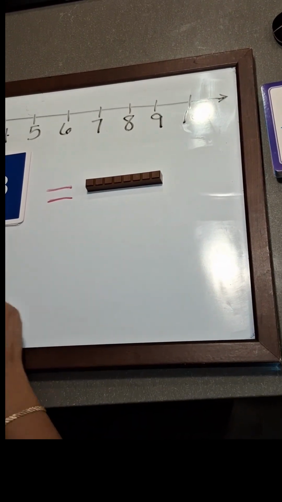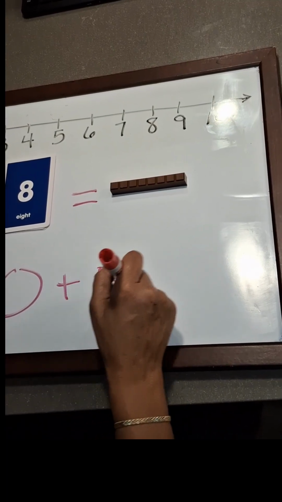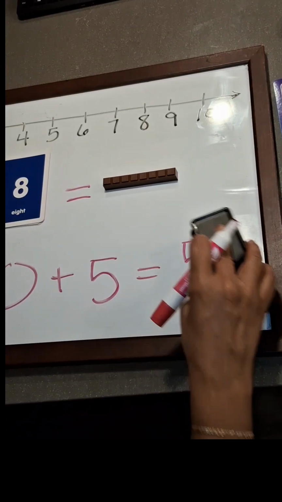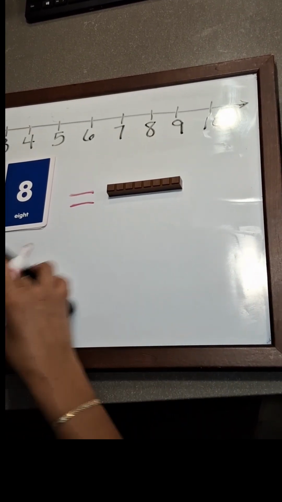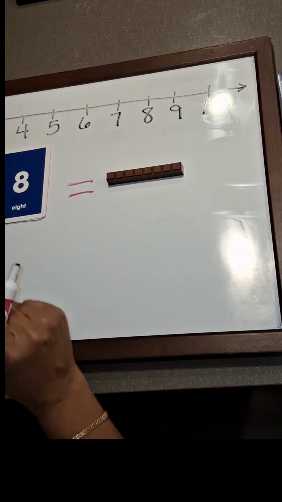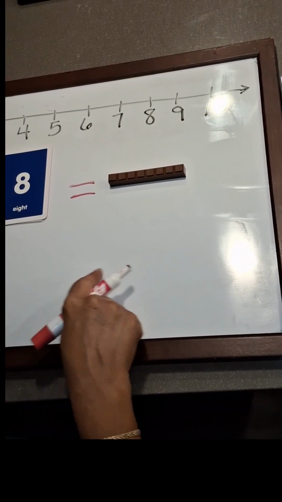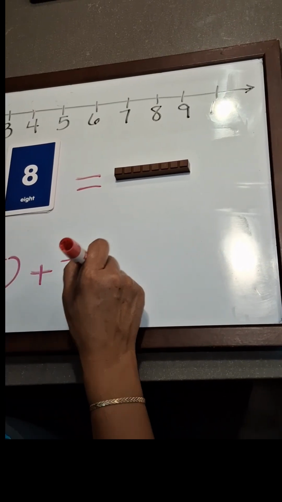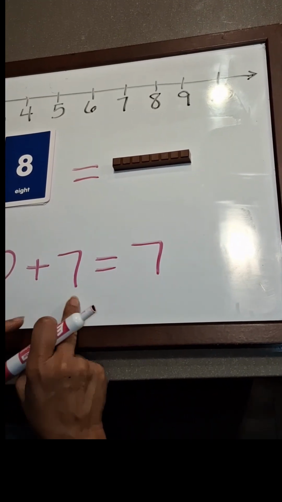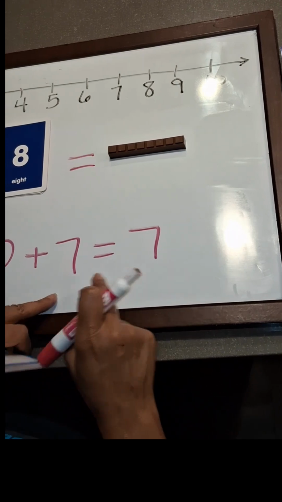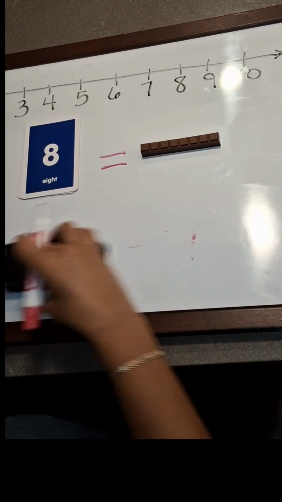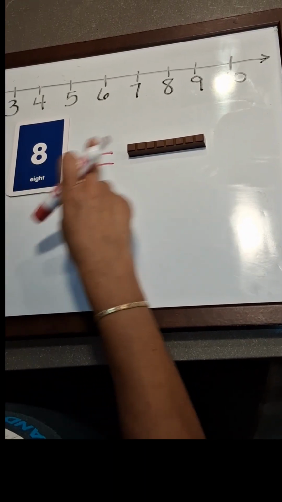Matter of fact, 0 plus any number, 0 plus 5 is what? 5. 0 plus 6 is what? 6. Anything plus 0 is the other number. That number is going to keep its identity. So if I have 0 plus 7, it's going to be 7. Any number added to 0 is going to keep its identity. It's not going to change. It's going to always be the other number. Okay? So 8 here, 8 here.